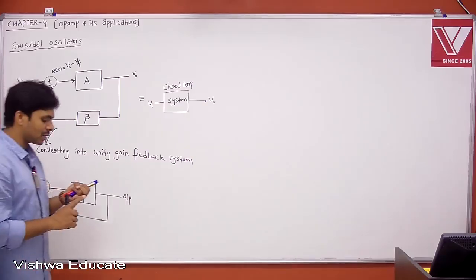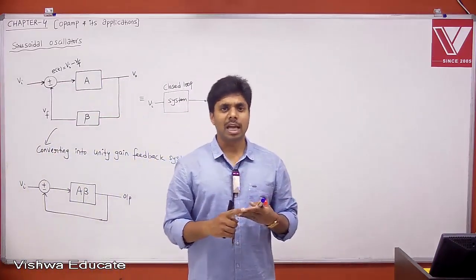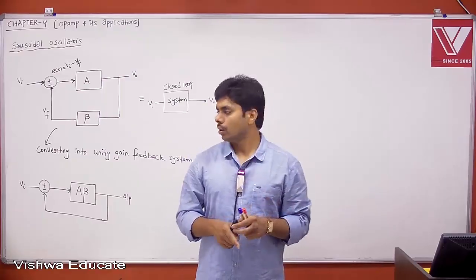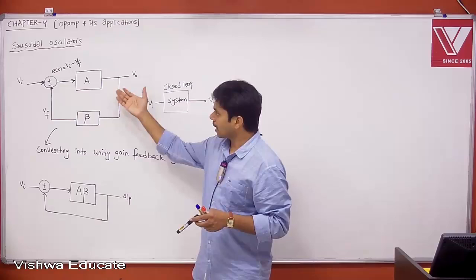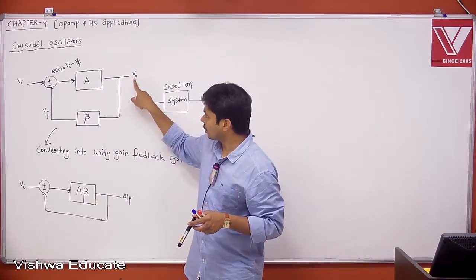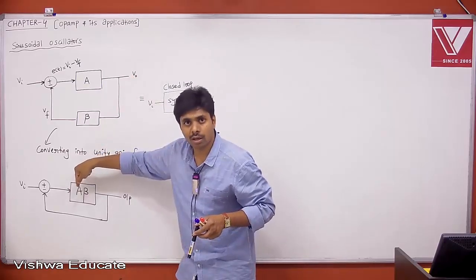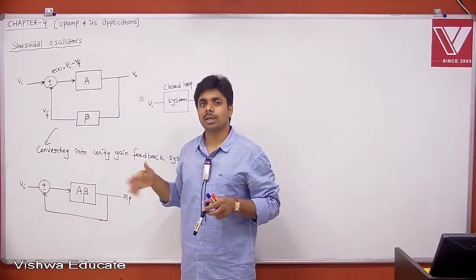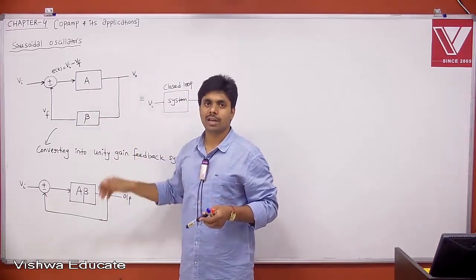Routh-Hurwitz criteria, root locus, Bode plot, polar plot, Nyquist criteria are all valid only for a unity gain feedback system. Therefore, we convert any system into a unity gain feedback system. But remember, V0 is intermediate to the output, so I am not bothering about the output, I am bothering about system stability. If I am bothering about system stability, any node is okay for me.